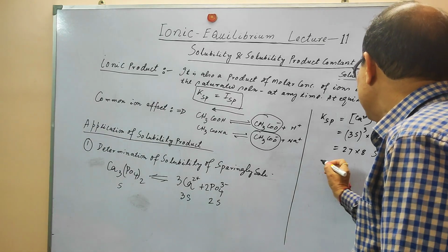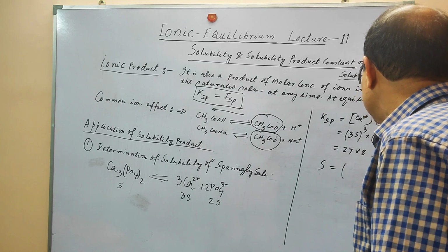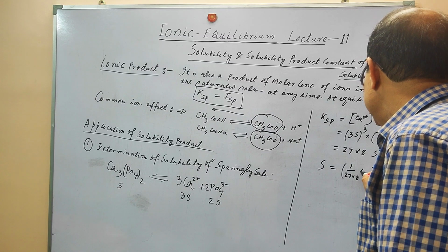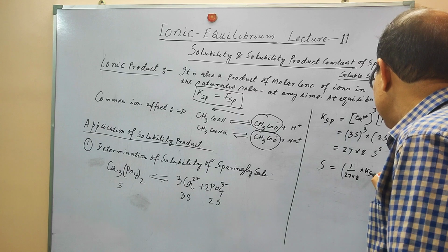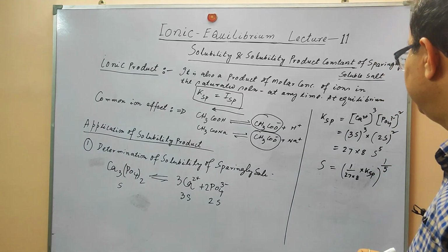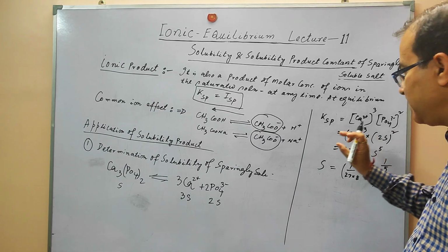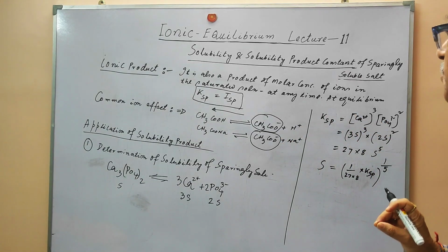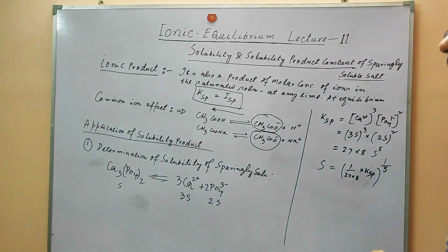Right? So S is coming around (1 by 108 into Ksp) to the power 1 by 5. So if we know this Ksp, we can calculate the solubility of the calcium phosphate, and that is how we can calculate the solubility of any sparingly soluble salts.